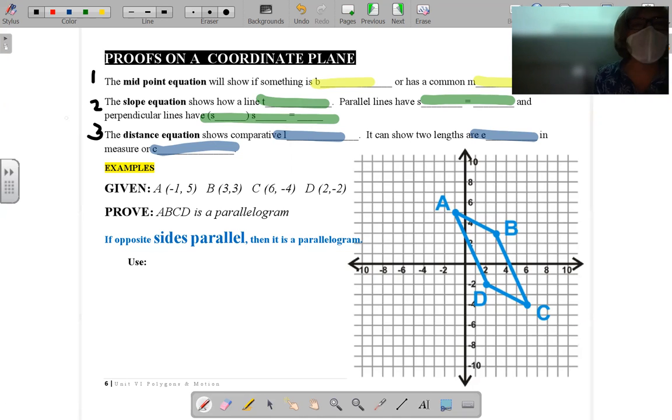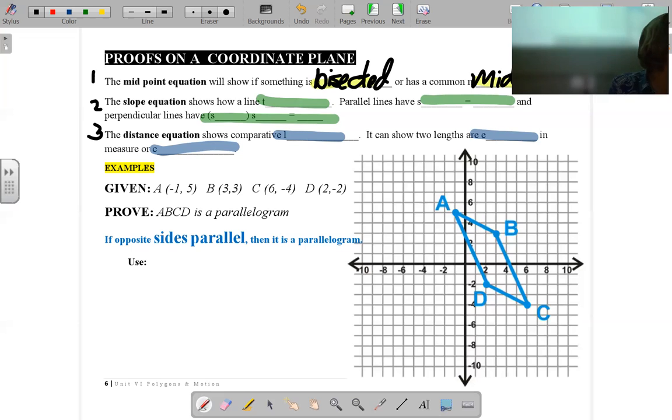All righty. Matthew, statement number 1, read it out loud, fill in the yellow blanks. The midpoint equation will show something bisecting that has a common middle. Middle or midpoint is what we want here. Great. Next, number 2, please, and fill in the greens for us.